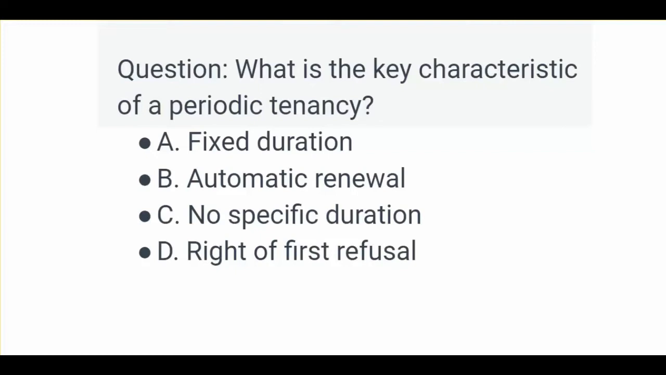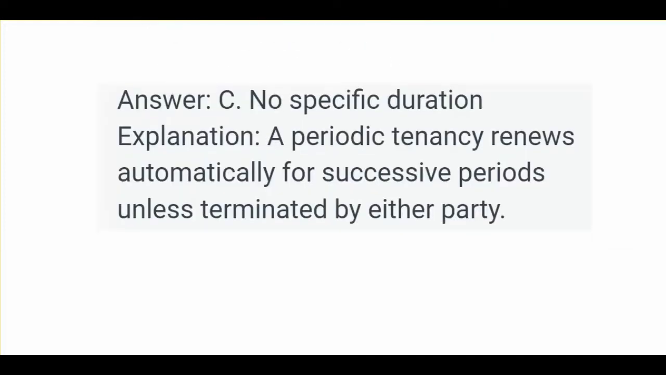What is the key characteristic of a periodic tenancy? A, fixed duration. B, automatic renewal. C, no specific duration. D, right of first refusal. C, no specific duration. A periodic tenancy renews automatically for successive periods unless terminated by either party.